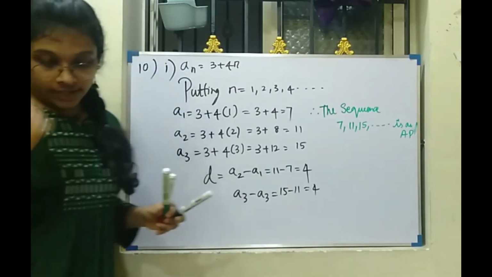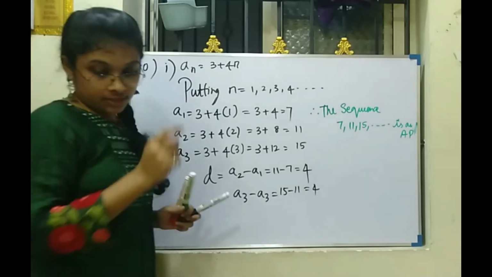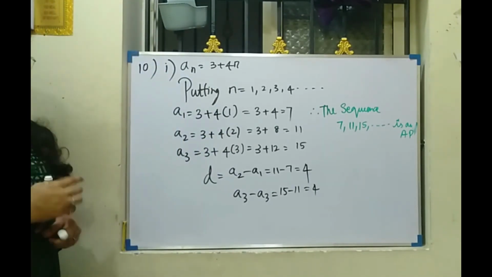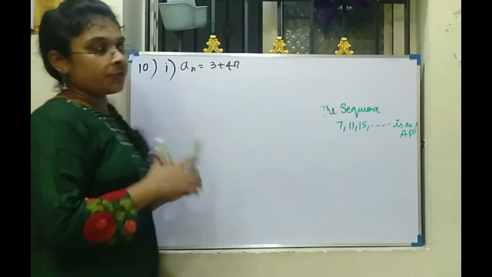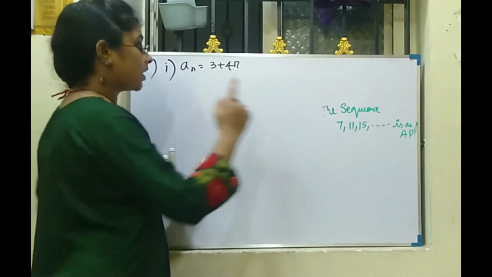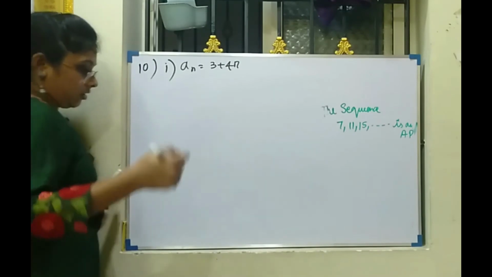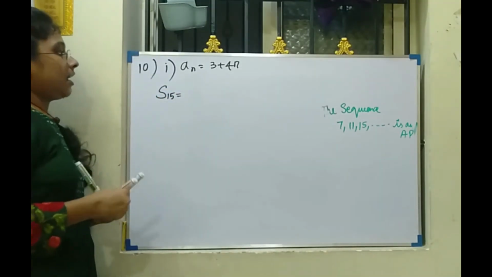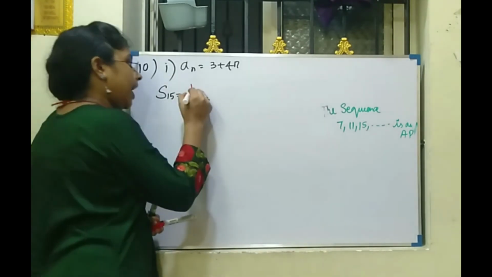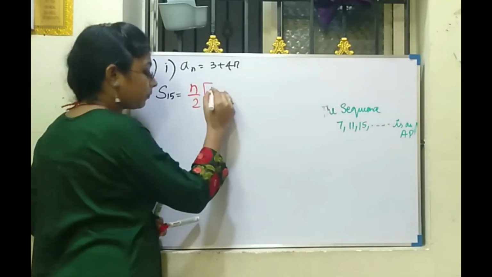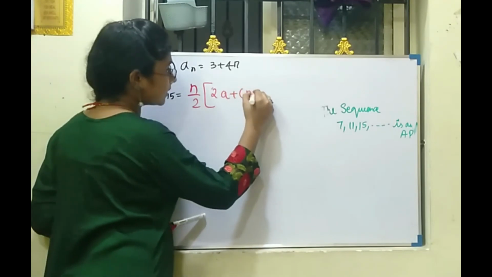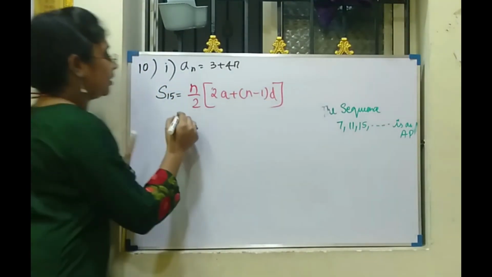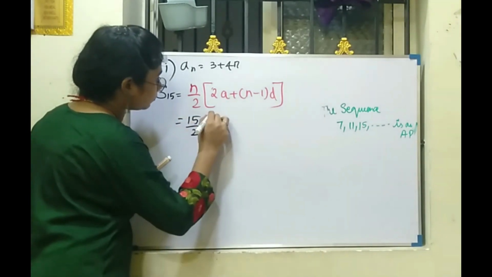Now what is the second part of the question? Also find the sum of the first 15 terms of each case. Now we have to find the sum of first 15 terms in this sequence. S15 is equal to, what is the formula for Sn? n by 2 into 2a plus n minus 1 into d. Right? Here my n is 15.